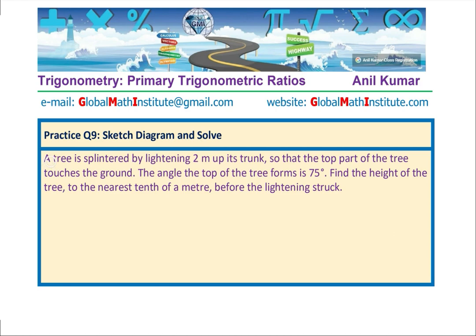Well, here is another question which is seen in many tests. The question here is sketch diagram and solve. A tree is splintered by lightning 2 meters up its trunk so that the top part of the tree touches the ground. The angle the top of the tree forms is 75 degrees. Find the height of the tree to the nearest tenth of a meter before lightning struck.